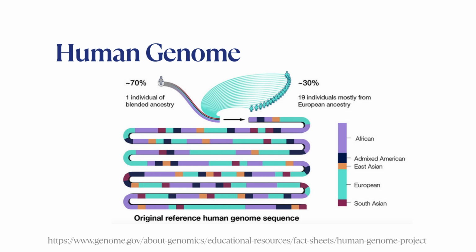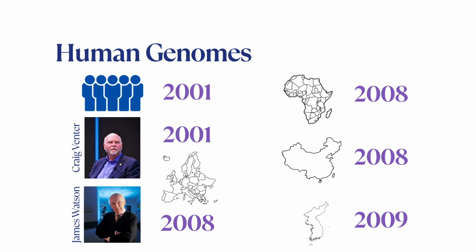That individual had blended ancestry, so the assembly had ancestry from different regions of the world. The other 30% came from 19 individuals who mostly had European ancestry. On the right, you can see the different ethnicities and their proportions that ended up in the final version of the public human genome assembly. Along the way, we realized that there was more human variation to identify, and the genomes of additional individuals were sequenced as technologies improved.